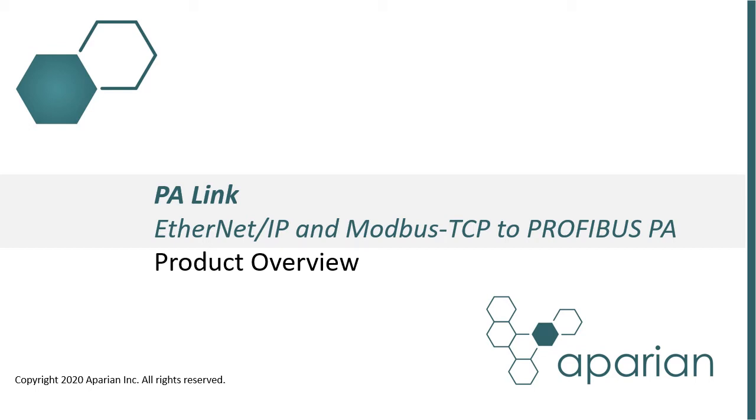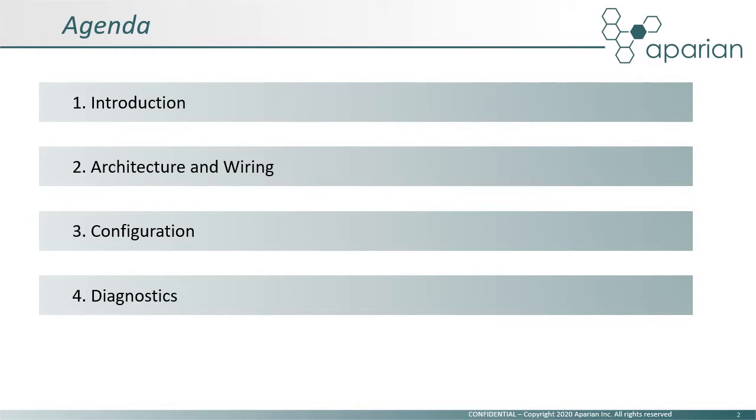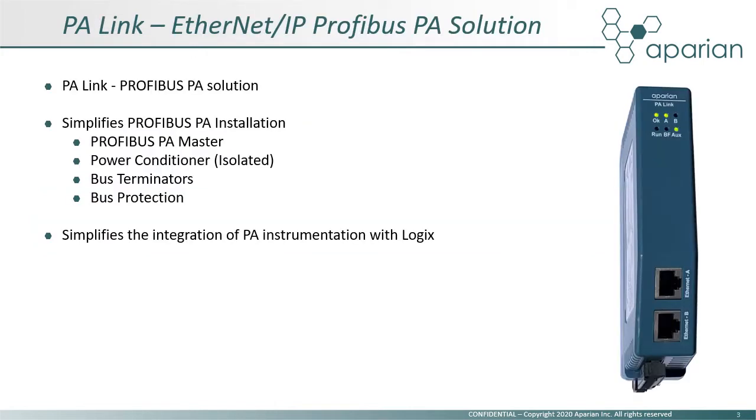This video provides an overview of the Aparian PA-Link product providing EtherNetIP and Modbus TCP connectivity to PROFIBUS PA. In this presentation, we will cover an introduction to the product, typical architectures, its configuration, and also describe the available diagnostics. The PA-Link simplifies a PROFIBUS PA installation by incorporating many of the ancillary components required in traditional systems.